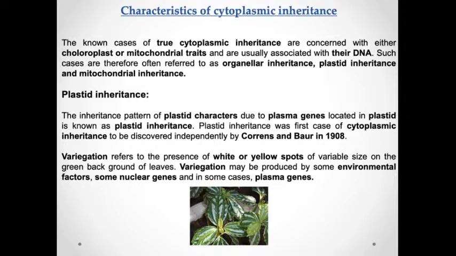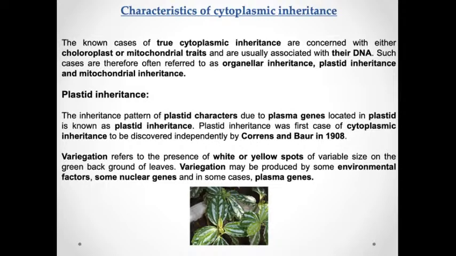Yeah, so this is now about true cytoplasmic inheritance that is governed by the chloroplast or mitochondrial traits associated with the DNA. And they are also referred to as organelle inheritance, plastid inheritance, and mitochondrial inheritance. So let's start with the first, plastid inheritance. Inheritance which is governed by the plastid characteristics in the plants, due to the plasma genes located in the plastid, is known as plastid inheritance.